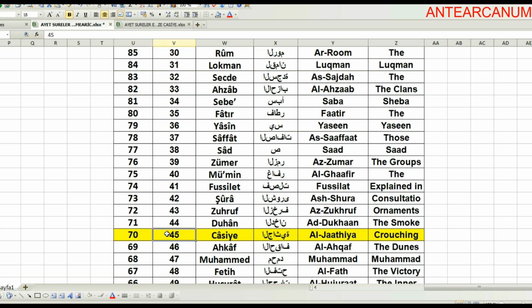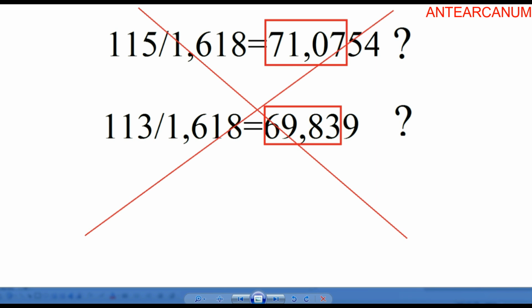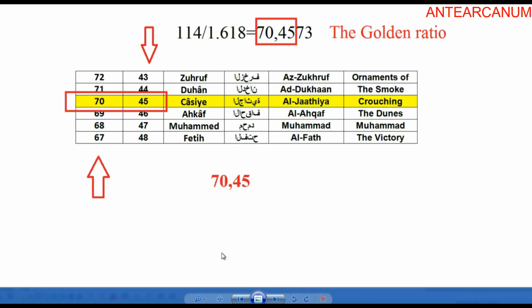Examining the numbers, we see that only when we divide 114 by 1.618 do we get the number 70.45, which corresponds to the 70th surah Kasai from the end and the 45th surah, Qasiyah, from the beginning. We leave it to your discretion to decide whether this is a coincidence or a deliberate design. Another of our investigations has been completed, and we are continuing to unravel the mysteries of the world.